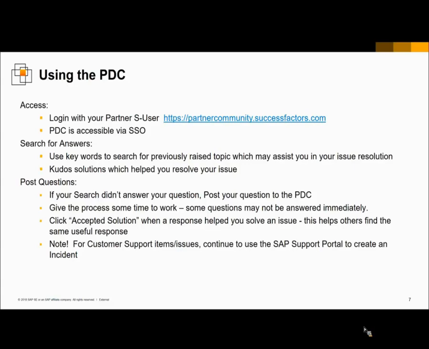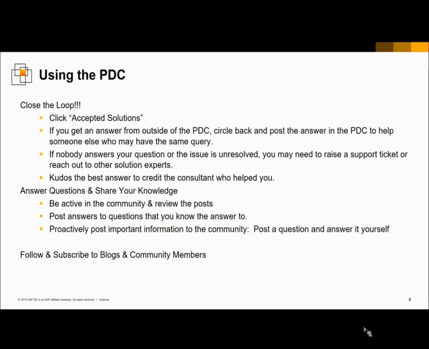Just a couple of tactical things and some best practices. The access link is there again. We made it as easy as we could to provide access to the PDC. So the authentication method is SSO. We definitely tell partners to use your partner-granted S-user ID to access the PDC. We've seen just a few issues when the partner email address is used, but we know that we have success consistently across the board when the partner S-user is used as the method of logging into SSO to get to the partner community.